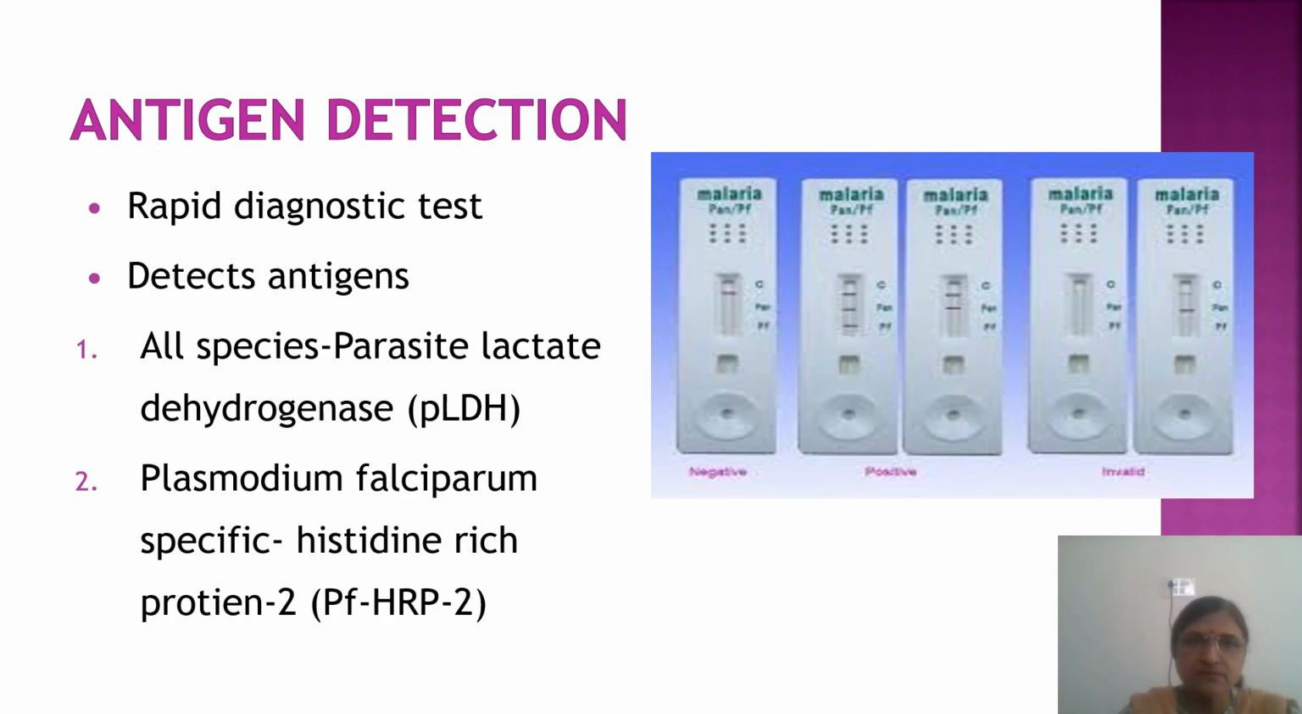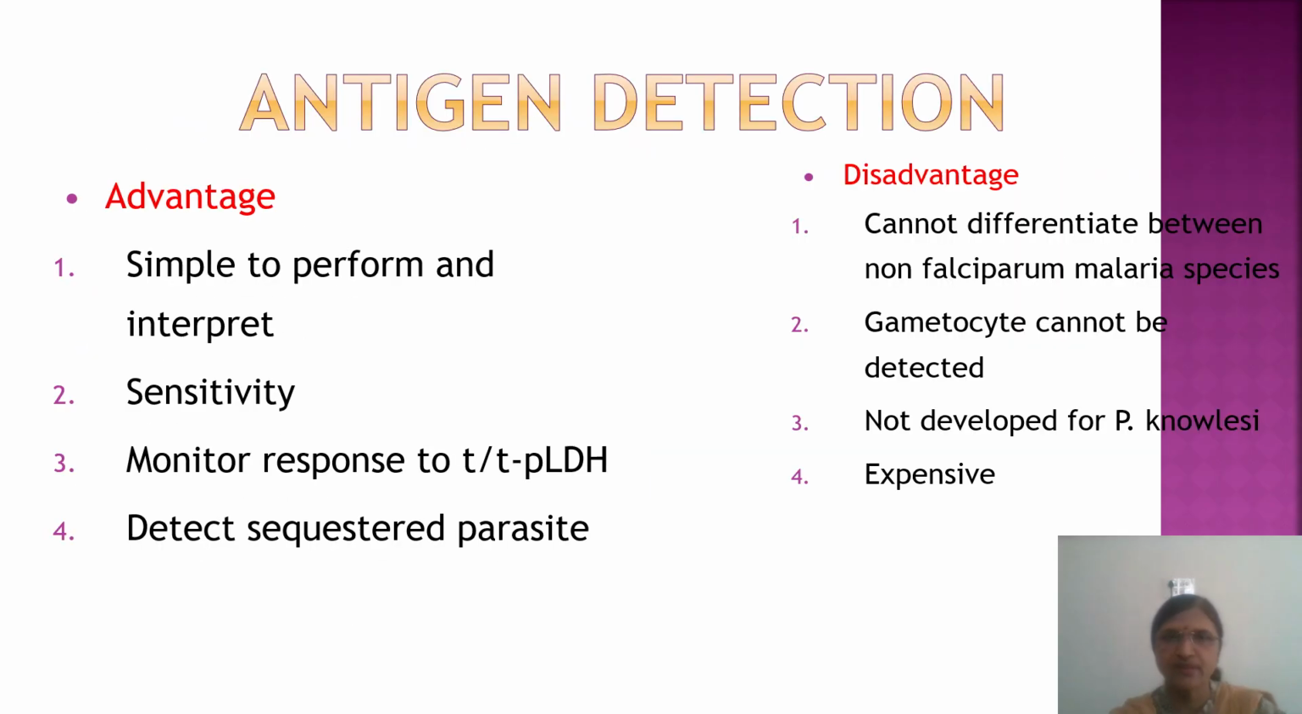Now the second test, nowadays it is performed many times. It is the rapid antigen detection test. Here two antigens are used. For all species, that is pan species, it is pLDH, that is lactate dehydrogenase, and for Plasmodium falciparum it is mainly histidine rich protein 2, that is PfHRP2. The advantage is that it is simple, but the disadvantages are that you cannot differentiate other species in pan, gametocyte stage or other stages are not detected, and it is not developed for P. knowlesi.